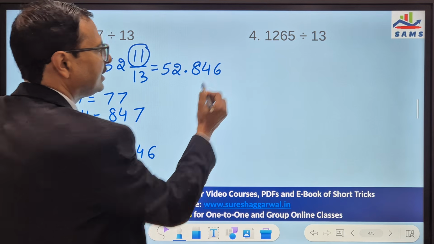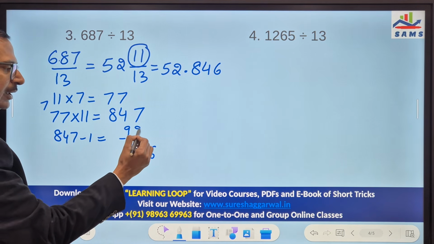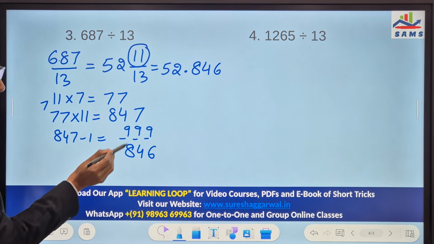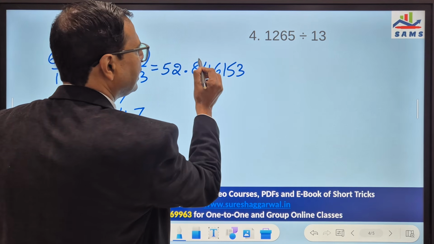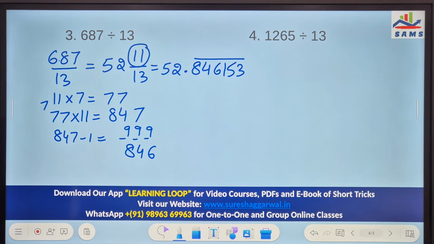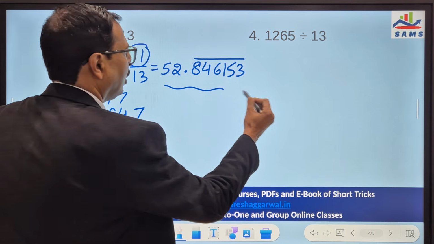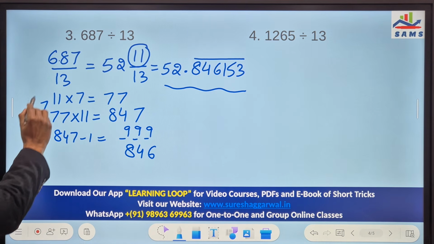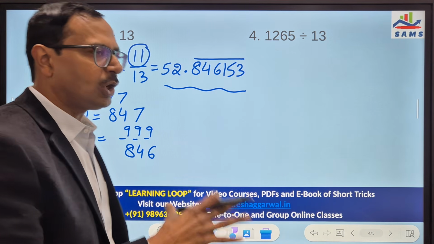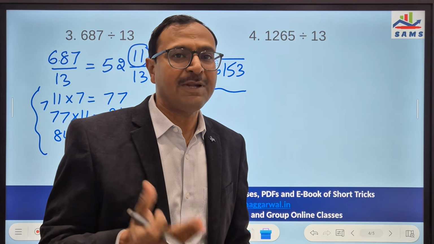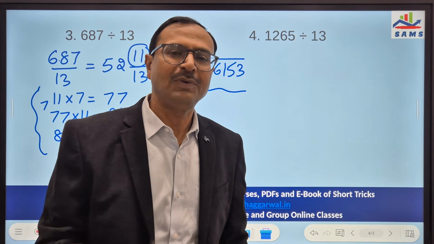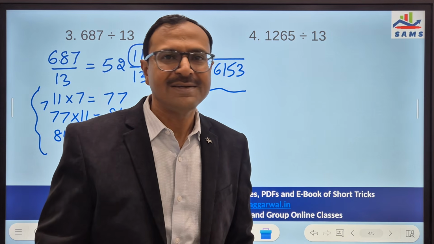846 forms the first part, and when you subtract all the digits from 9, 153 forms the remaining part. Put a bar over these and you have the decimal representation of this big division problem. See, now the time taken to solve the division problem is reducing slowly, and what will happen if you do 30 such questions? You will be doing it with lightning quick speed.